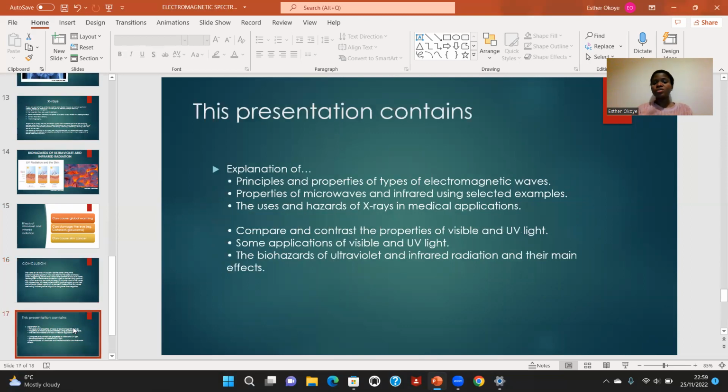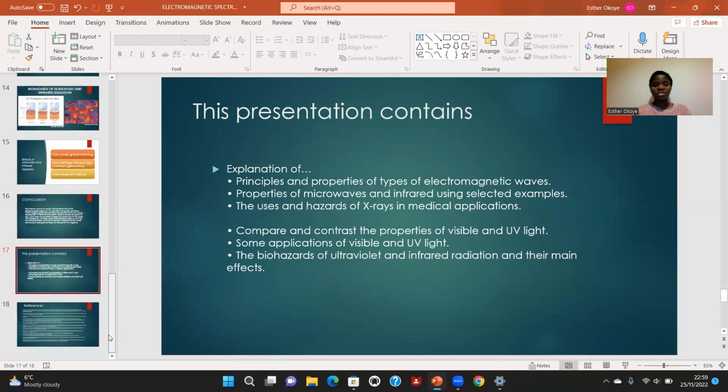So in this presentation, we have done the explanation of principles and properties of types of electromagnetic waves, properties of microwaves and infrared radiation using selected examples. We have looked at uses and hazards of X-rays. We have compared and contrasted the UV light and visible light, some applications of UV light and visible light, biohazard of ultraviolet and infrared radiation, and their main effects. We have looked at all this in this presentation.